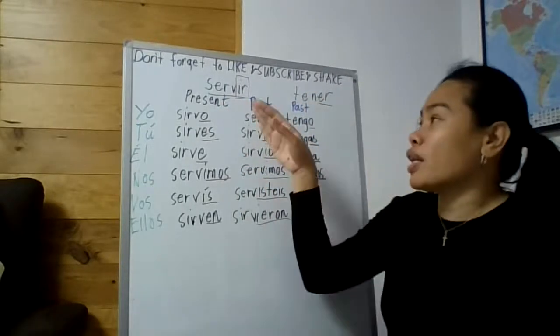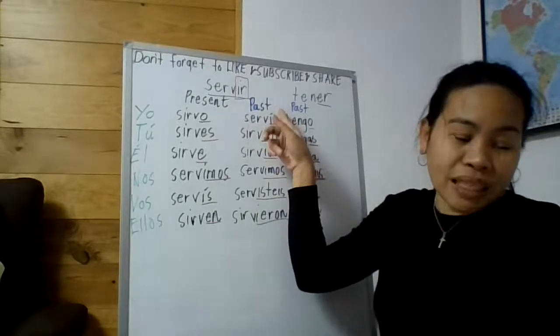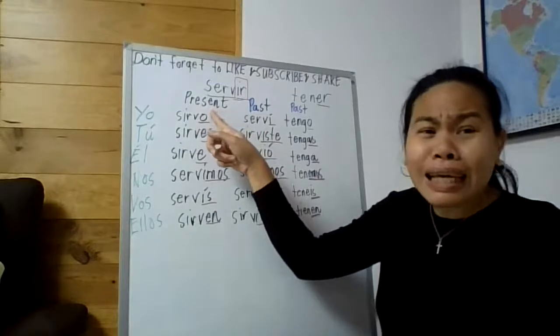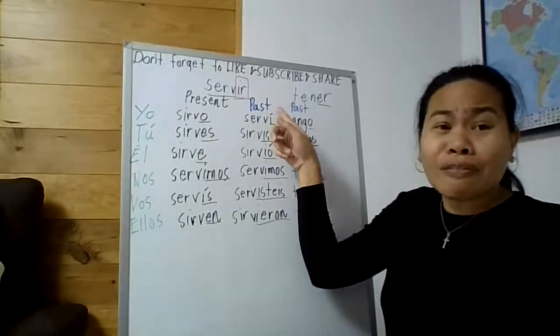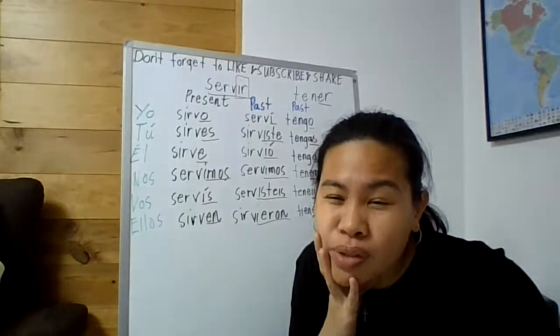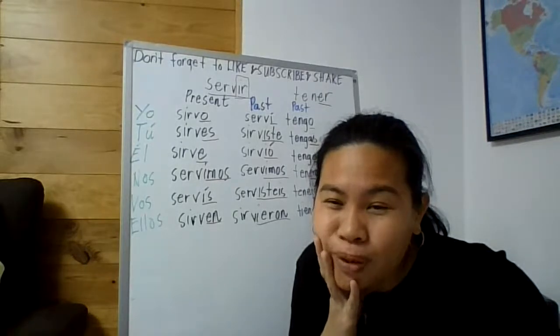Rob. So this one is presente, and pretérito indefinido is the past simple. It's a subjunctive present.